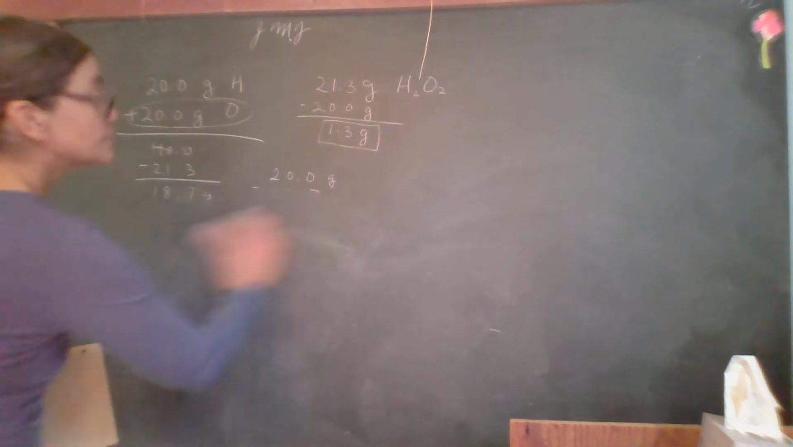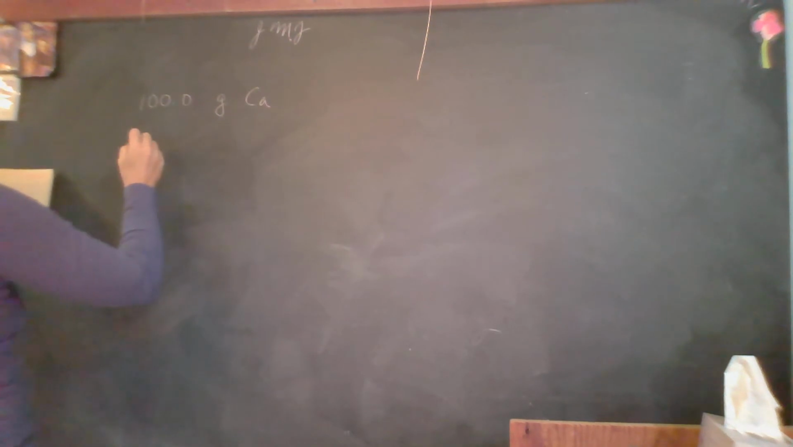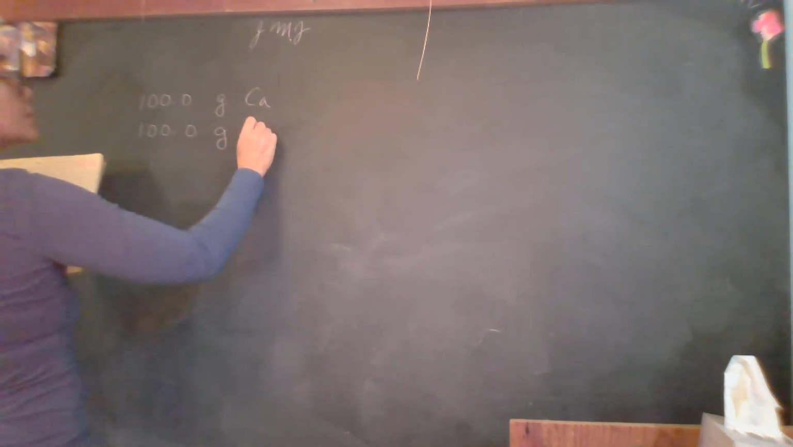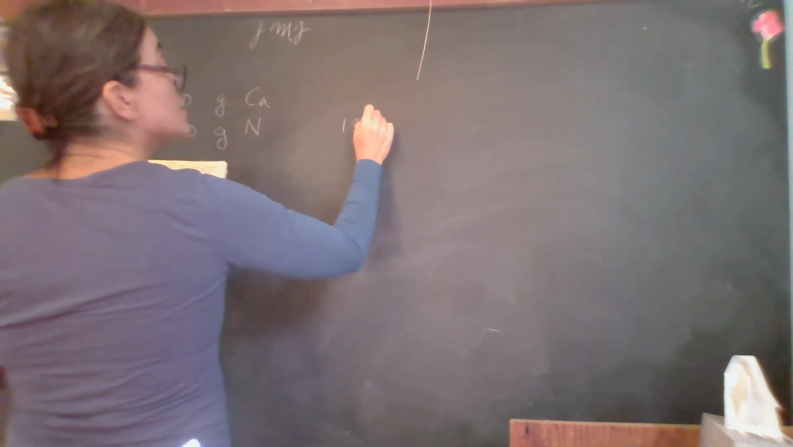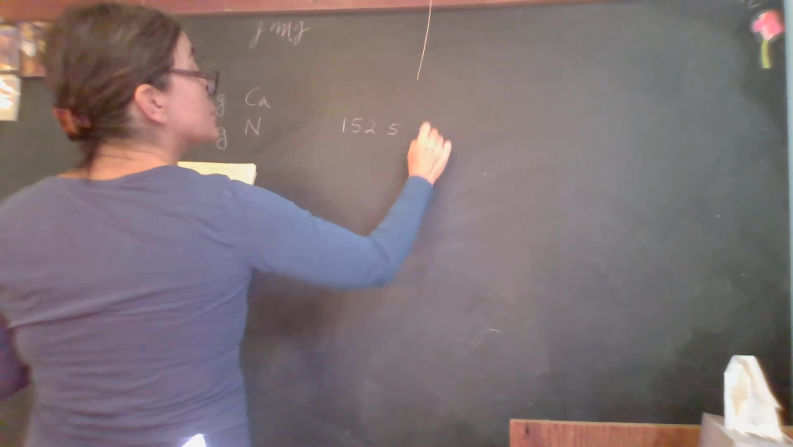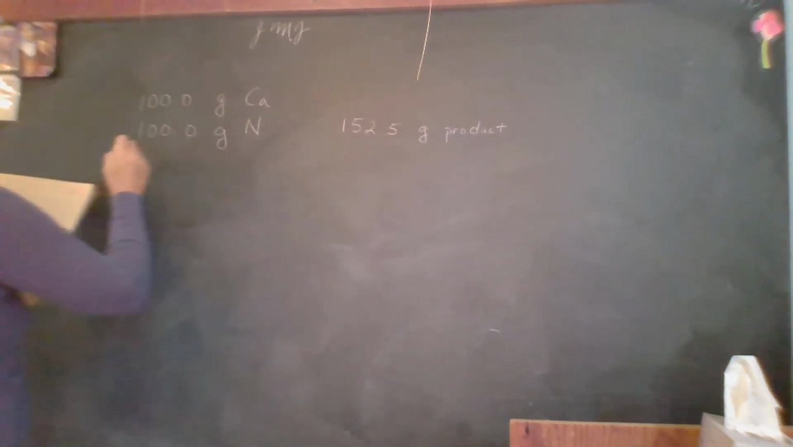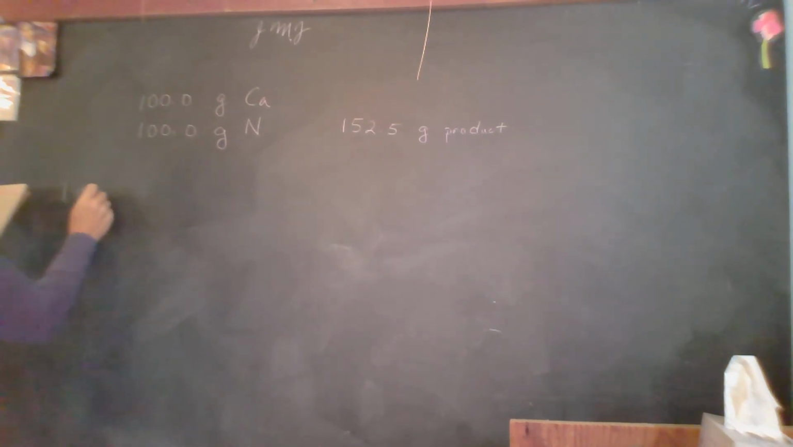In making calcium nitride, 100.0 grams of calcium plus 100 grams of nitrogen makes 152.5 grams of product along with some leftover nitrogen. It is 100.0 grams of nitrogen, right? Yes. Thank you. How much nitrogen and calcium should be added together in order to make 1.0 kilograms of calcium nitride without any leftovers?